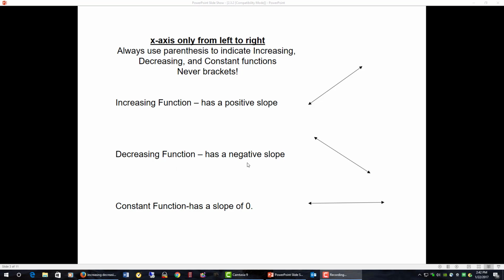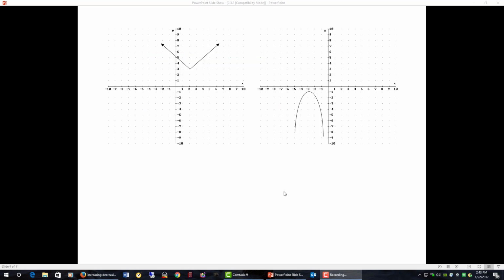Decreasing functions, if they follow those rules on the previous slide, have a negative slope from left to right. And a constant function, I always tell my nursing students, you never want to be on a heart monitor and have a constant function. This would be a zero slope, or you get the idea, no heartbeat. All right, so we'll go ahead and look at some examples here on these next two graphs.